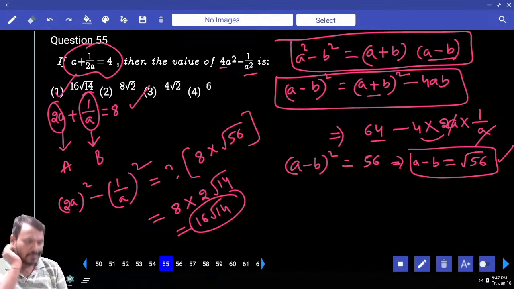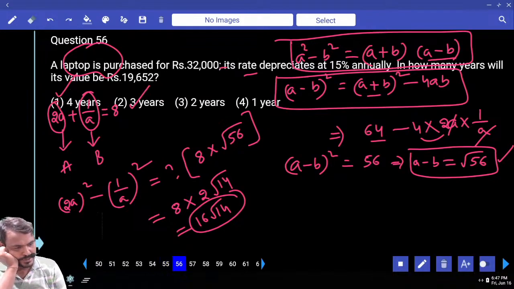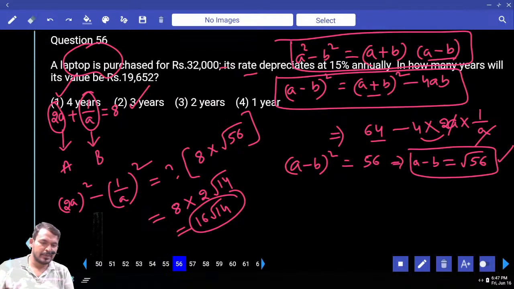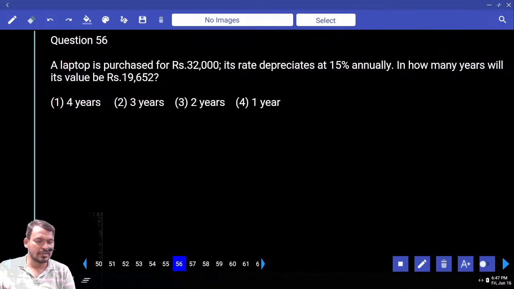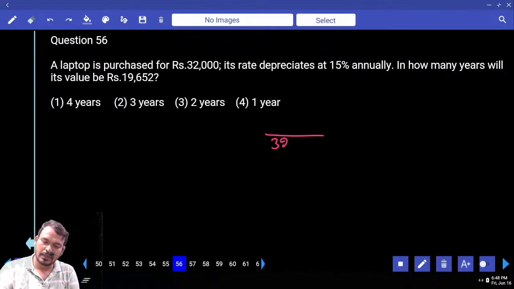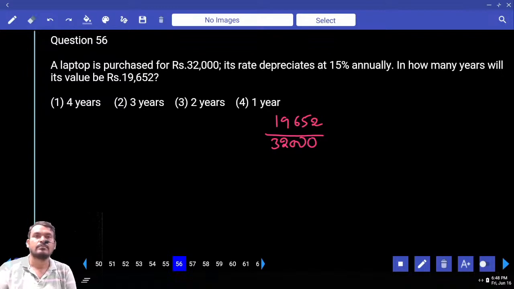Okay. Question number 56. A laptop is purchased for 32,000 and its value depreciates at 15% annually. Decrease or increase? Decrease. In how many years will its value be 19,652? What is the initial value? 32,000. After some years, 19,652. Okay.